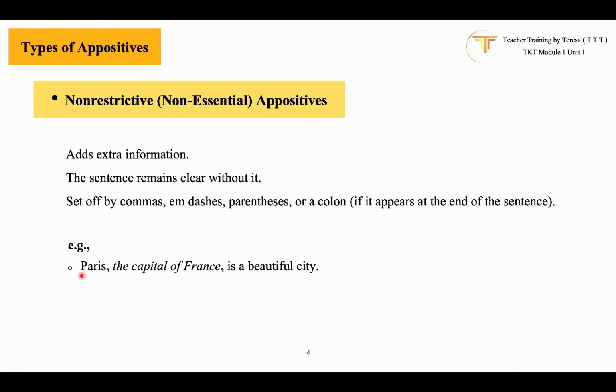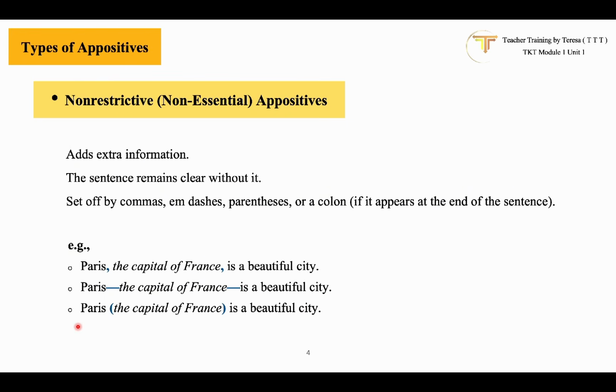Examples. Paris, the capital of France, is a beautiful city. I would like to visit Paris, the capital of France.